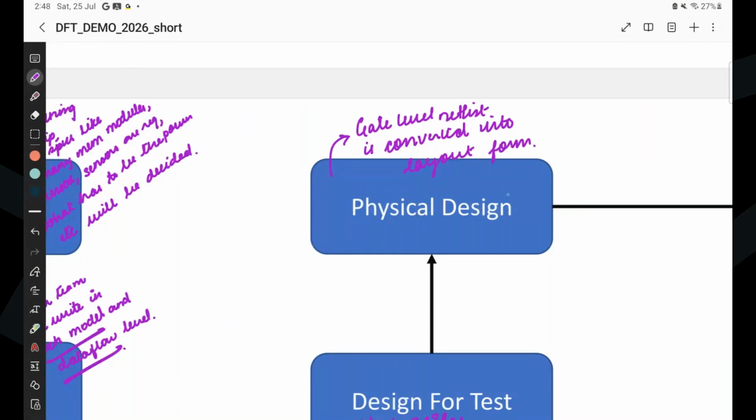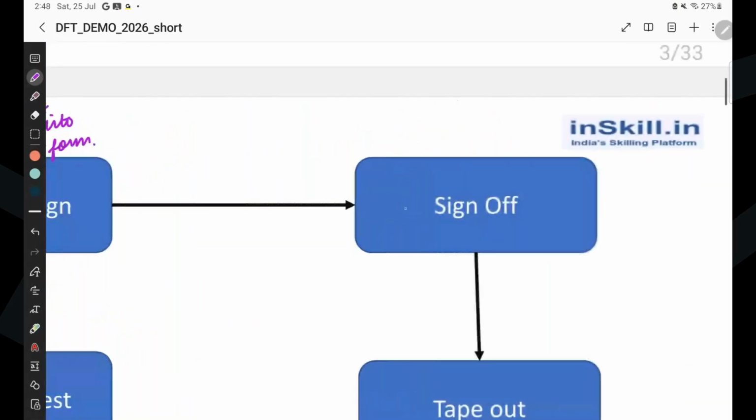Okay. And then next we have the sign off. In sign off, we have three things. One is STA. STA stands for static timing analysis.